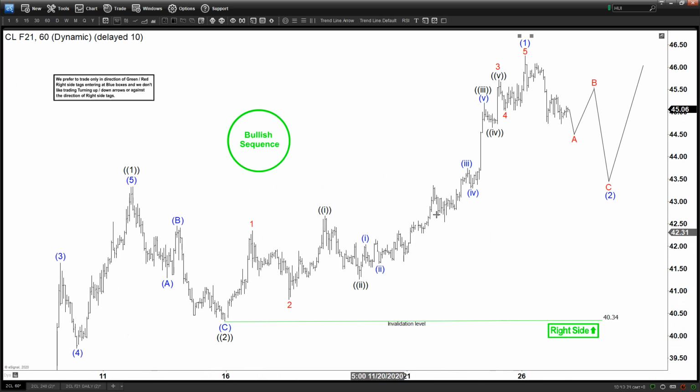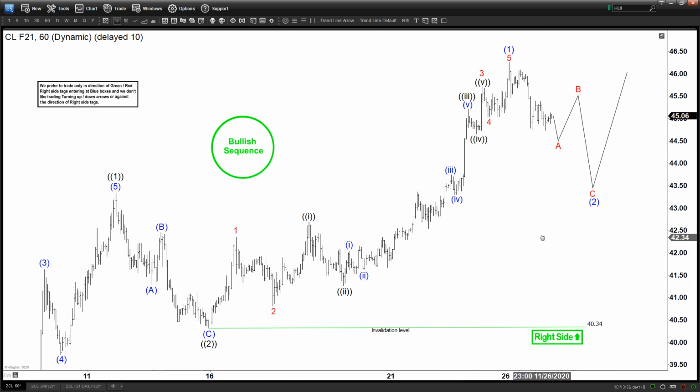So back to the short-term cycle, then it's simple. As long as we stay above $40.34 here in the pullback, then we should see oil continue to go higher. Okay, so that's the update for oil.